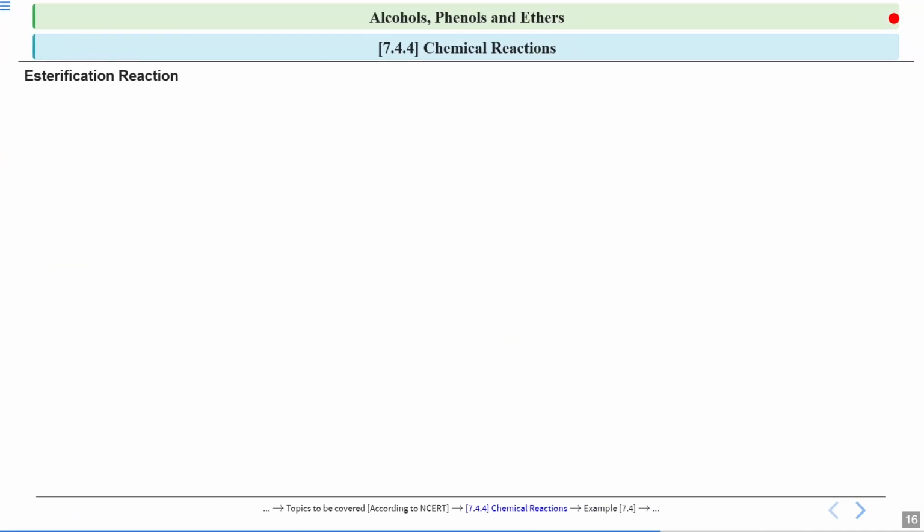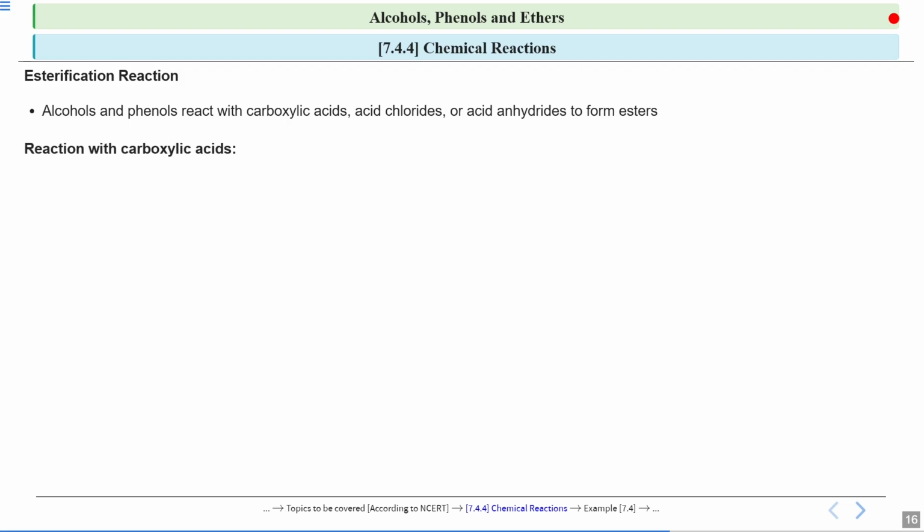Now we will see some chemical reactions. Now we will see esterification reactions. So your alcohols and phenols react with carboxylic acids, acid chlorides and acid anhydrides to form esters. You will see that when alcohols react with carboxylic acid, an ester is formed, or with acid chlorides or with acid anhydrides, it will form the esters. Now first we will see the reaction with the carboxylic acid.